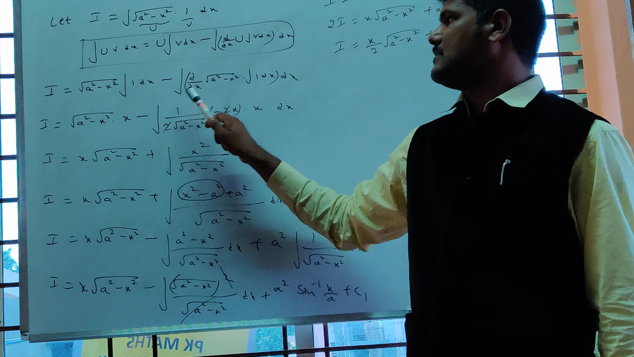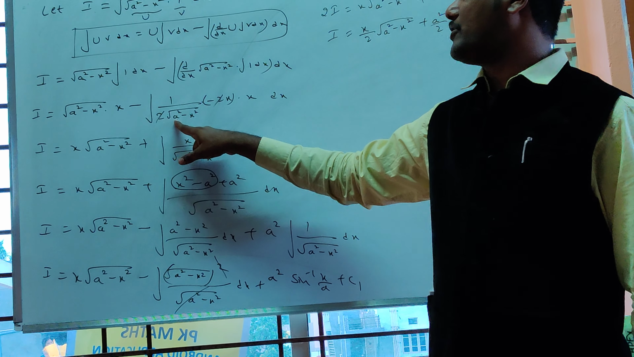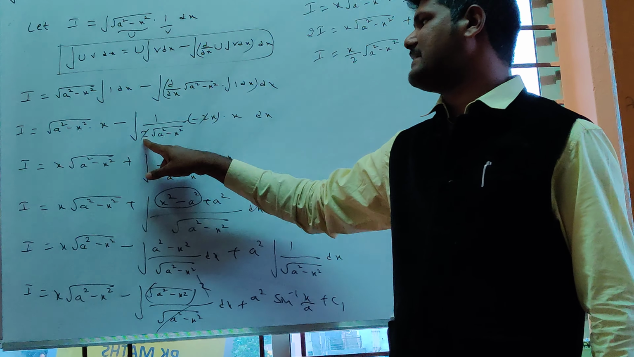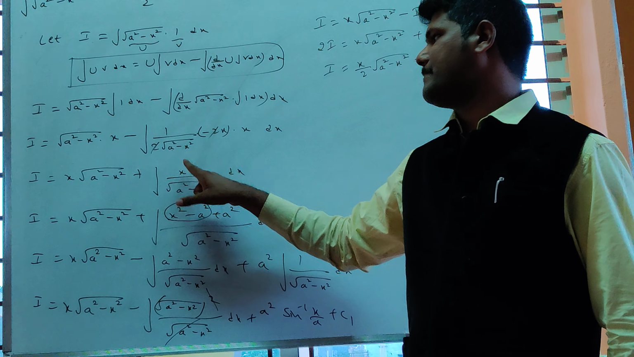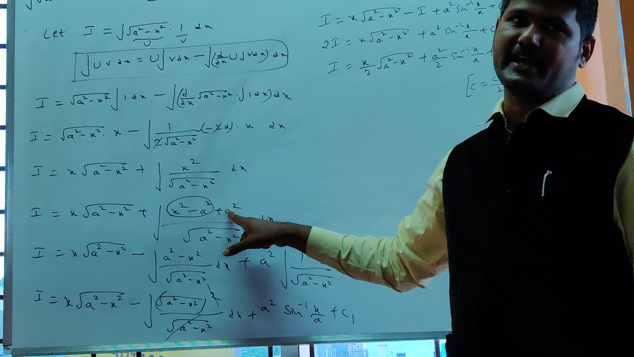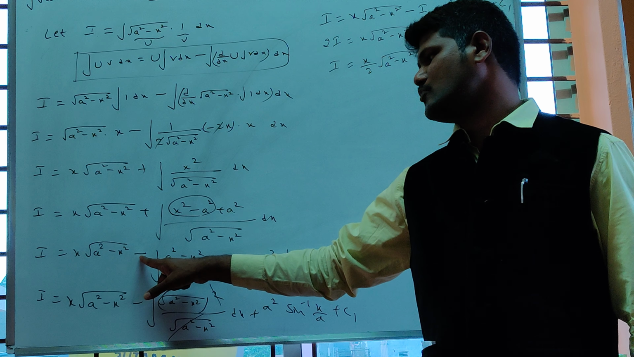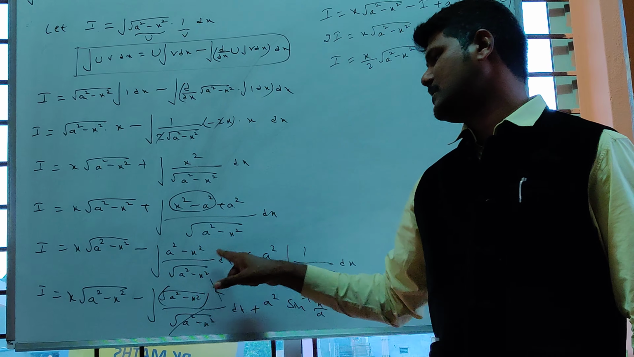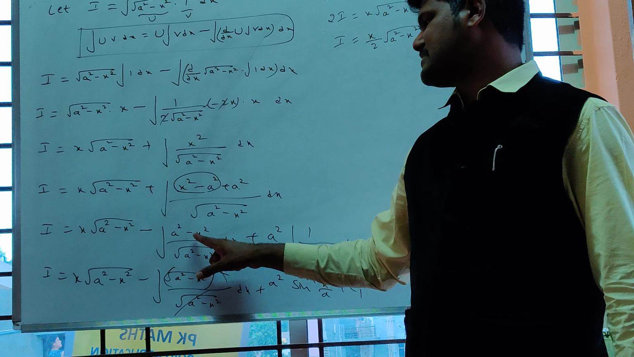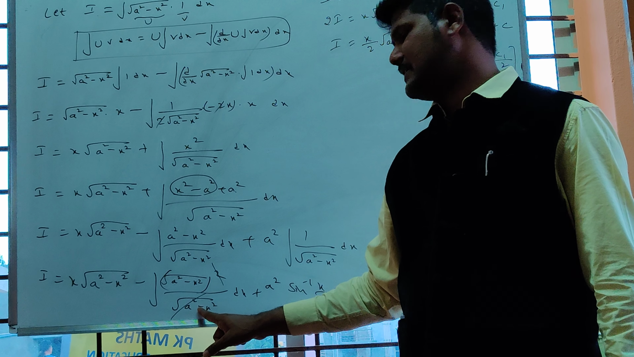Integral 1 means x. D by dx of root: 1 by 2 root, this is not x, a square derivative 0, x square derivative minus 2x. Integral 1 means x. 2 to cancel, x into x, x square, minus into minus plus. Add and subtract a square in the numerator. Take minus common from the x square terms, so minus outside, a square minus x square by denominator, plus a square by denominator. This a square minus x square you write as root of a square minus x square whole square. Then numerator and denominator terms get cancelled.